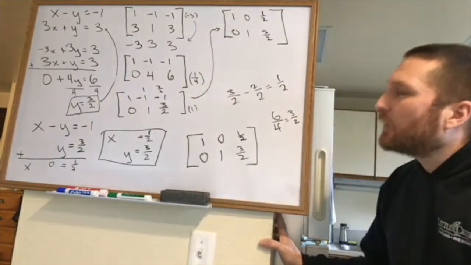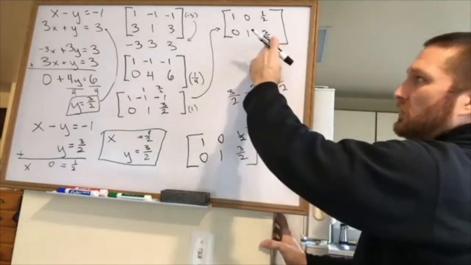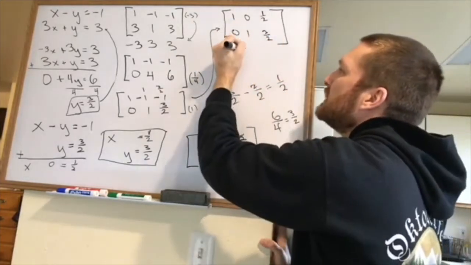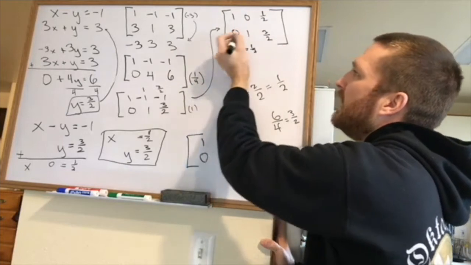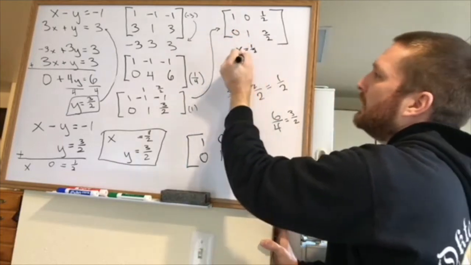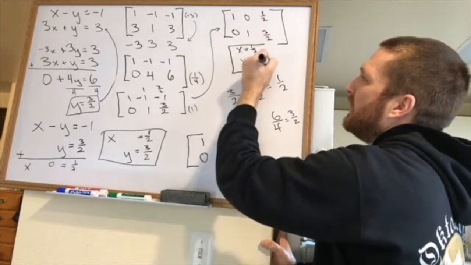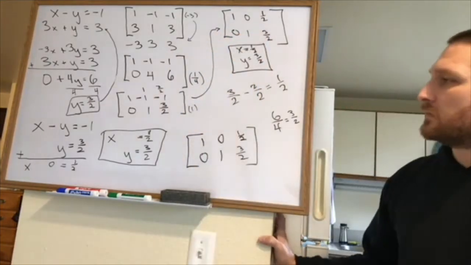Now, finally, what I'm going to ask you to do in your homework, when you get to here, is just write: this means that x equals 1/2 and that 0y equals 3/2. Put a box around it, and that is your final answer right there.